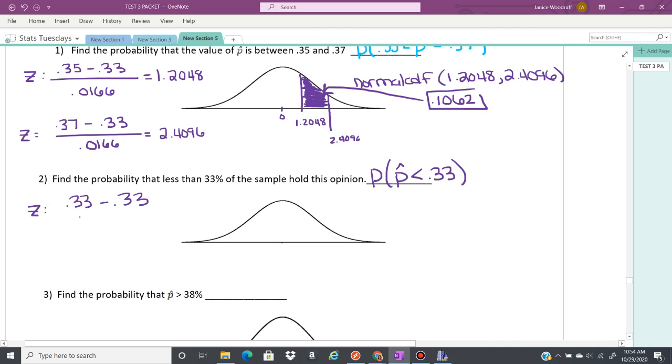So if I convert this, step 2, to a z-score, I have a p hat of 0.33, a mean of 0.33, my standard deviation of p hat 0.0166. That's going to give me 0, because 0 divided by anything is 0. So really, that's just here. What is the percentage to the left of 0? Yes, 0.5. It's 50%. This is half the curve. So you really don't need to do any math here. It's 50%.